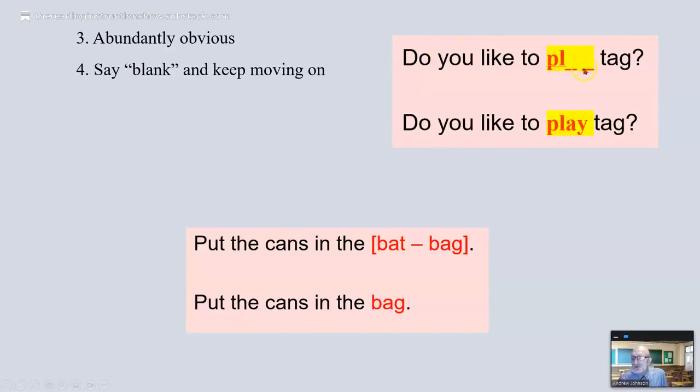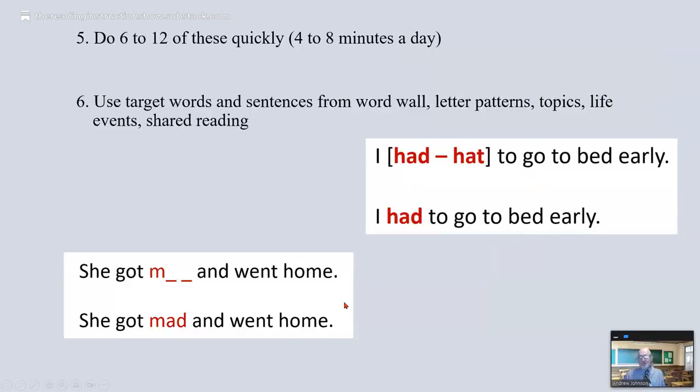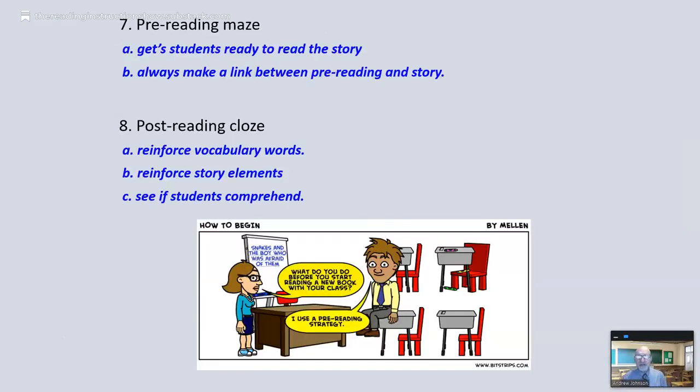This is a cloze. With younger readers, I often give a letter clue. With older readers, it's just the blank spaces. This is a maze with either 2 or 3 choices. Put the cans in the blank. Put the cans in the bag. And I'll show you some more of these. You can do 6 to 12 of these, 4 to 8 minutes a day, quickly, briskly moving from one thing to the next. Use target words and sentences from the word wall, letter patterns, topics, life events, shared reading, sentences from books, limited only by your imagination.